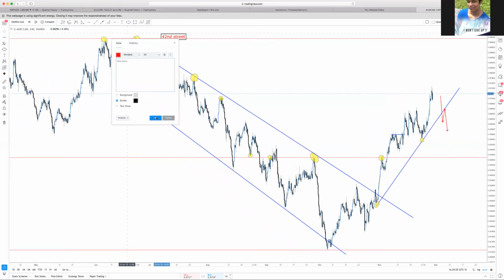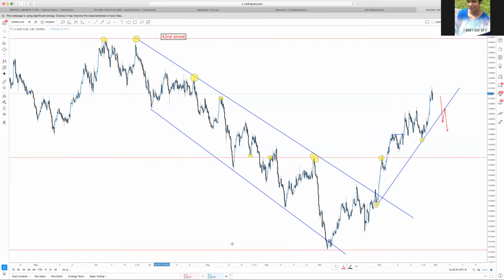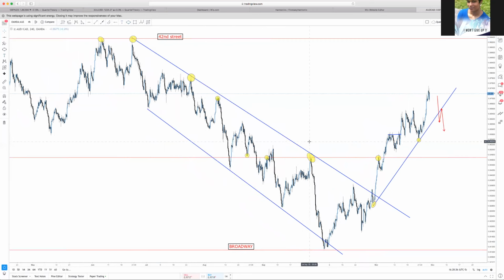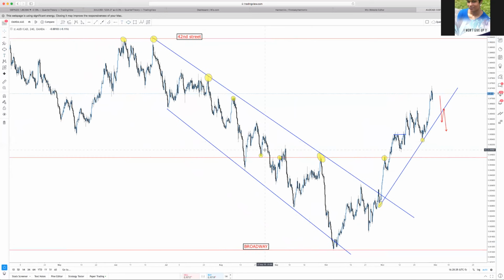Right? And down here is Broadway. The best time to get on the train is usually not in the middle of the track. What happens is, because that's when you get caught up into a lot of consolidation, you really don't even know what's going on. The best time to get on the train is where? At the train station. So 42nd Street is the train station, and Broadway is the train station.